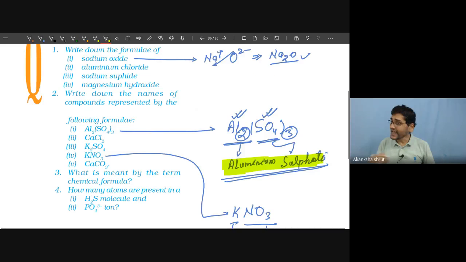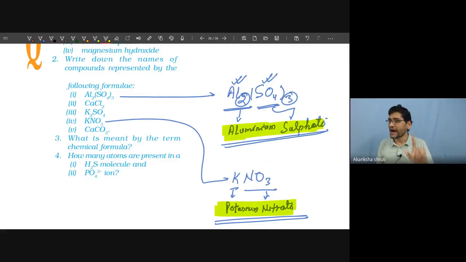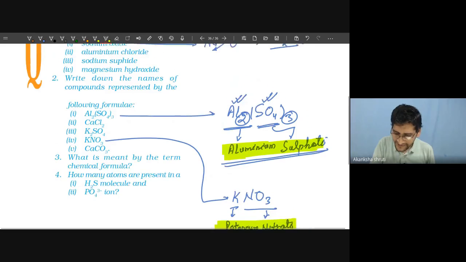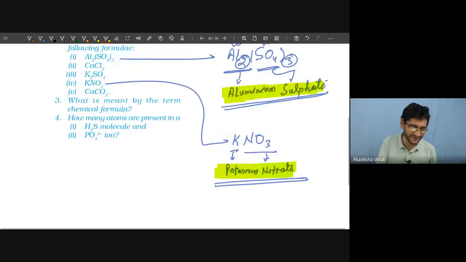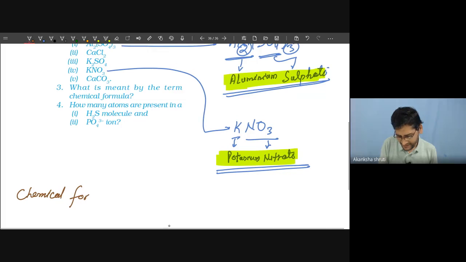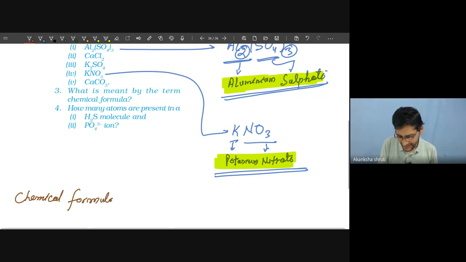So the table that we have learned, along with their mass number and valence, is very important. That is the key to this entire chapter and entire chemistry. The other things are also very easy. What do you mean by the term chemical formula? Whatever formula we are writing, all these are called the chemical formula. So chemical formula is nothing but the molecular formula.